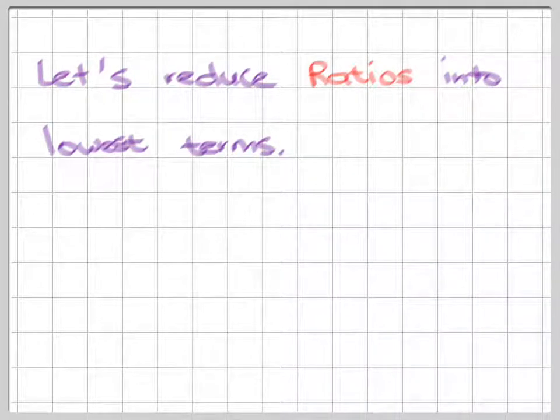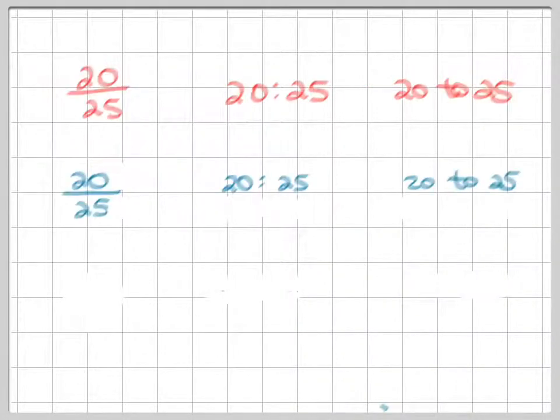Right, so let us look at how to reduce a ratio into its lowest terms. Because we learned yesterday that ratios have to be reduced into the lowest terms, much like fractions have to be reduced. So if we have our ratios here, and we learned yesterday they come in these three formats: a fraction, so that would be 20 is to 25, 20 is to 25, and 20 to 25. Those are the three ways we can see ratios presented to us.